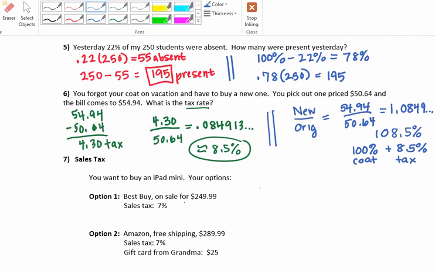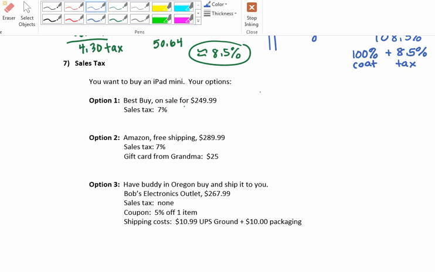All right, what if we had to pick the best option? So you want to buy an iPad mini. And these numbers were accurate several years ago, but they're probably a little out of date now. Option 1, you look at Best Buy. You have one on sale for $249.99. Sales tax is 7%. So we could take our $249.99 and multiply by 7%. Remember, 7% is 0.07.